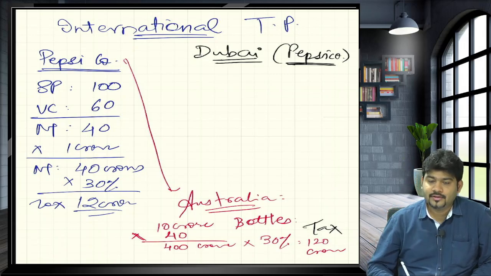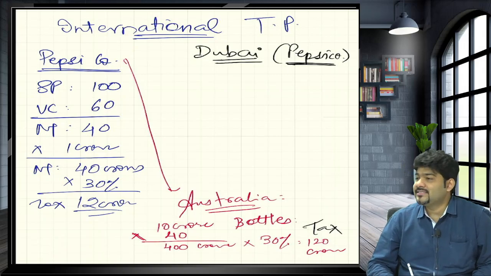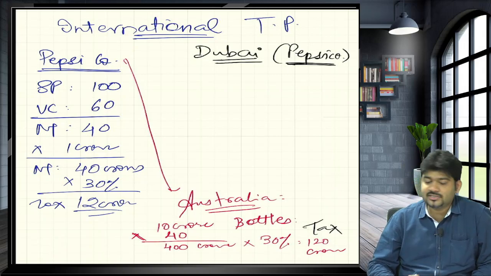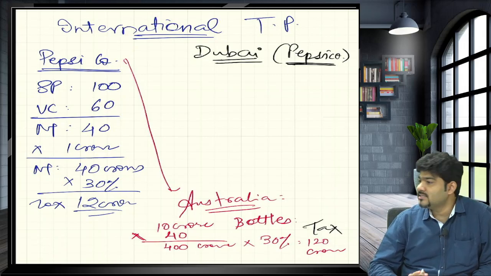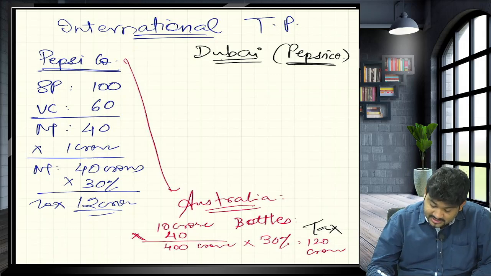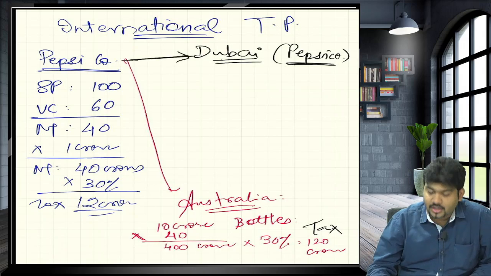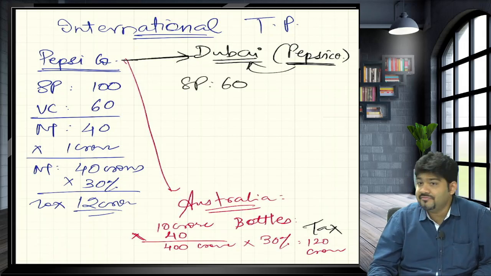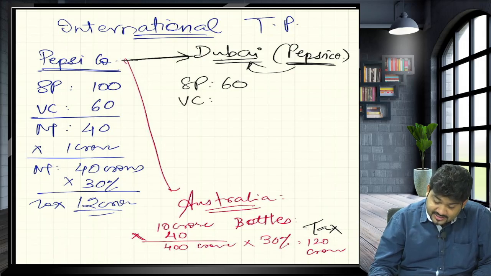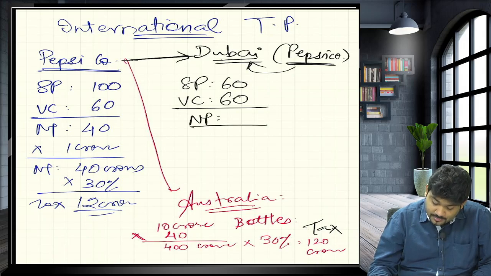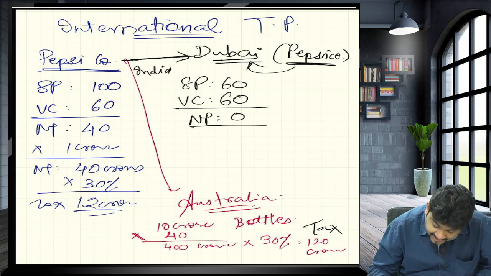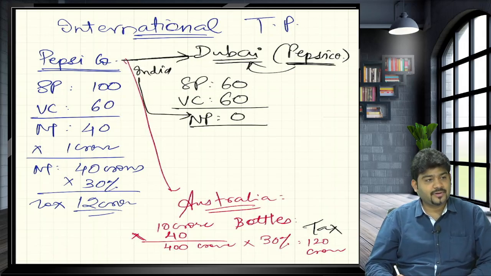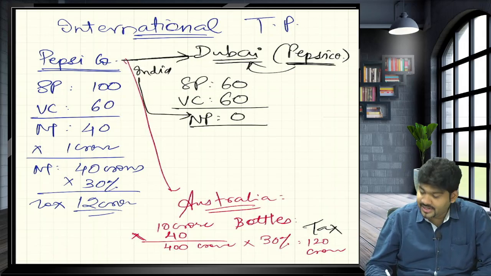In Dubai, is there corporate tax or is it exempt? Exempt. There is no concept of corporate tax, zero corporate tax in Dubai. So PepsiCo sold the goods to Dubai PepsiCo at a selling price of 60. Variable cost of making this is how much? 60. So how much is the profit that they made? 0. Now PepsiCo India makes how much profit? 0. Why? Because they keep a selling price of 60, variable cost is 60 only, net profit is 0.